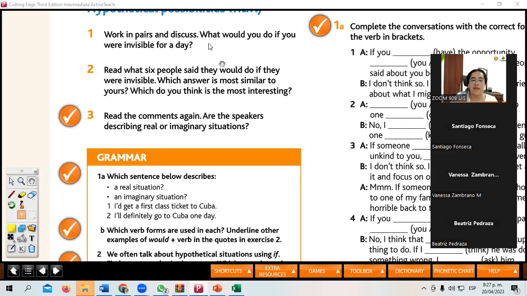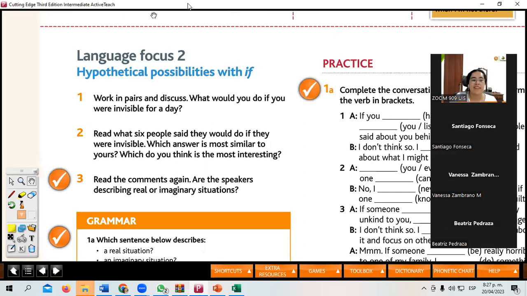Vanessa says, if I were invisible for a day, I would go to the US level 4 labs. What is this, Vanessa? Level 4 labs? Laboratorios nivel 4, que muy pocas personas pueden entrar. Okay, good. Very interesting.